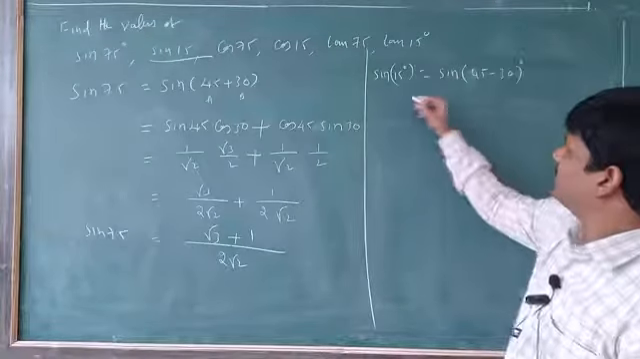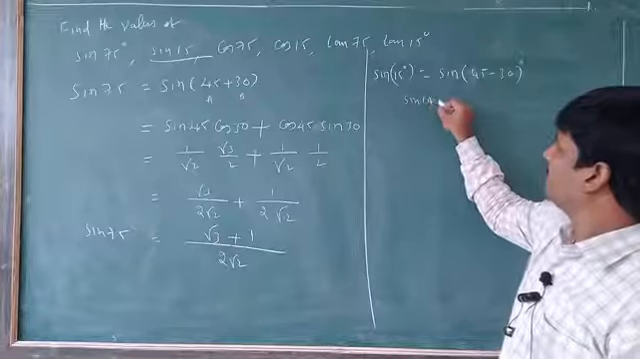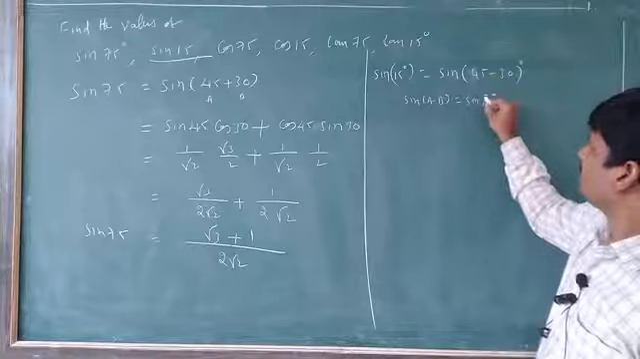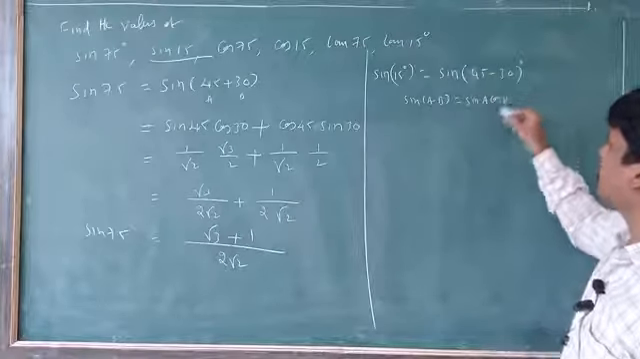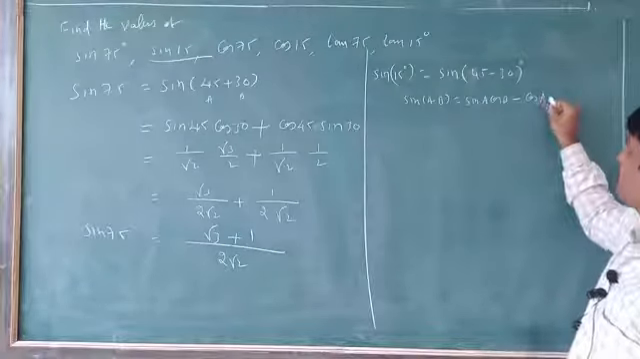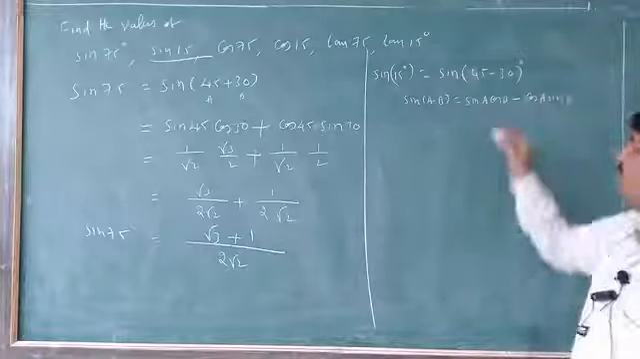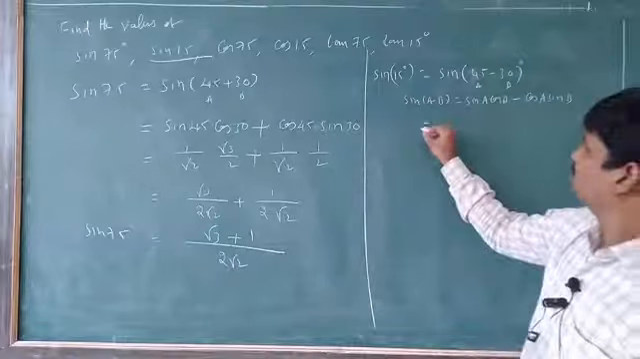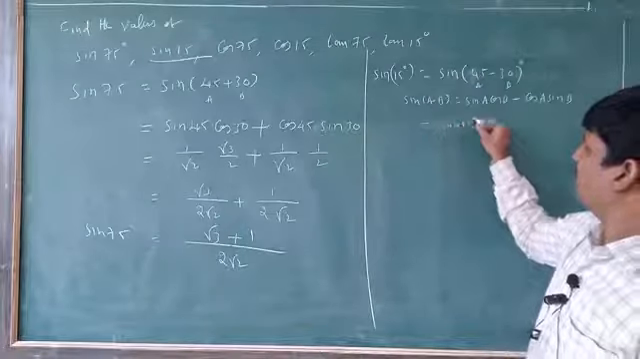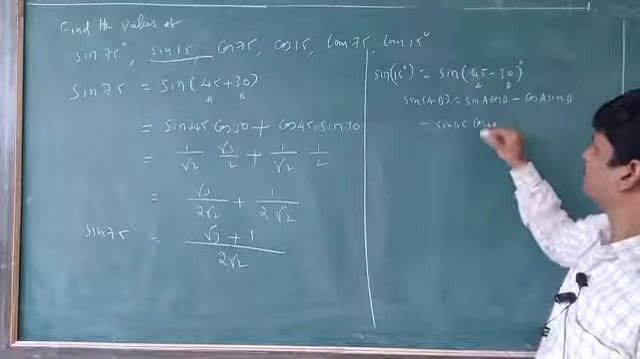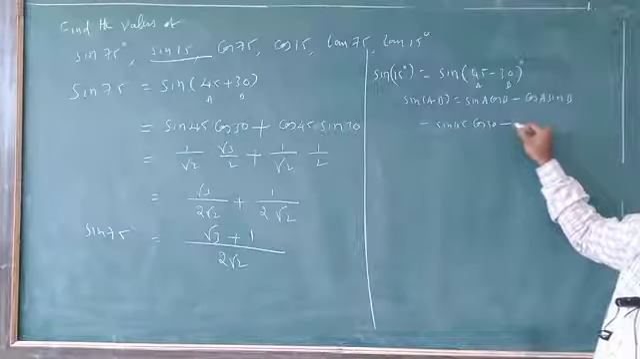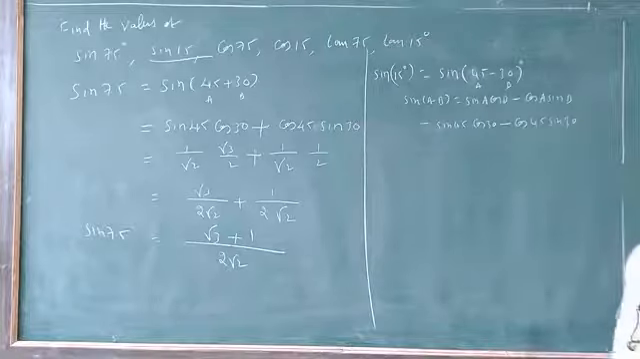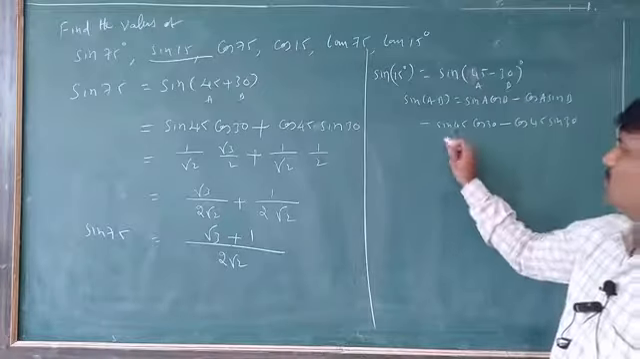Sin of A minus B formula. What is the formula of sin of A minus B? Sin A cos B minus cos A sin B. A means here 45, B means here 30. Substitute here: sin 45 cos 30 minus cos 45 sin 30. Clear? Yes. So write these values.